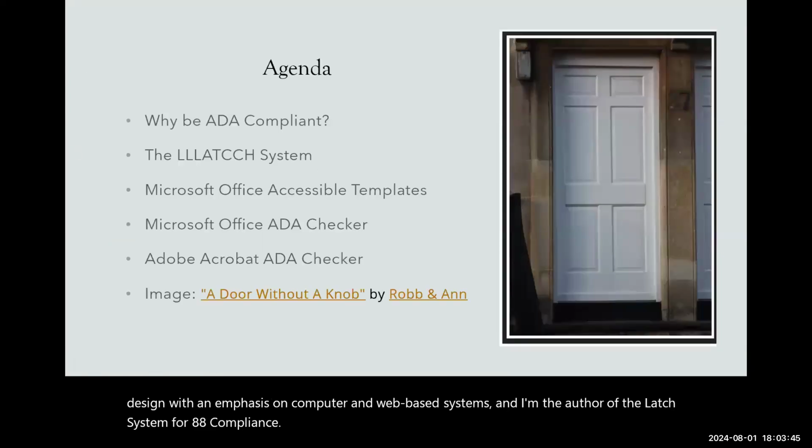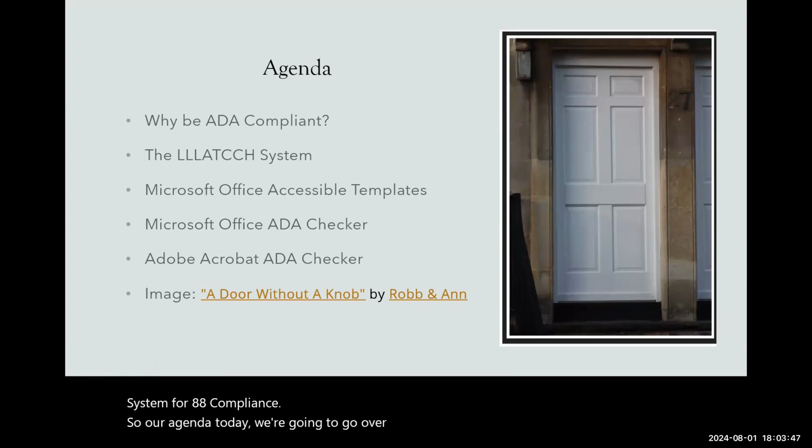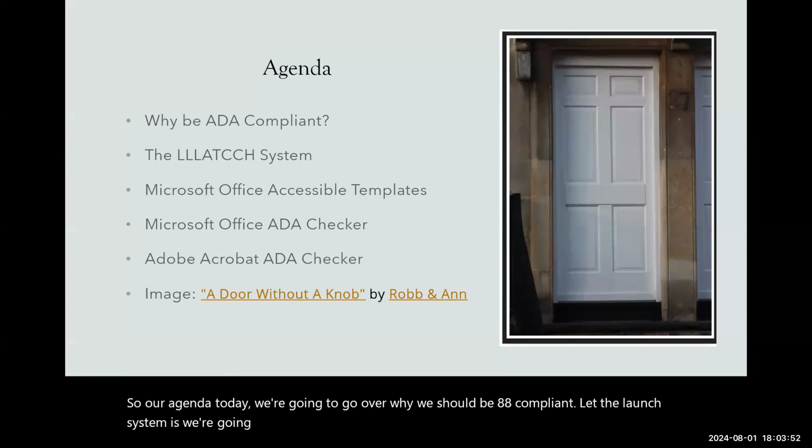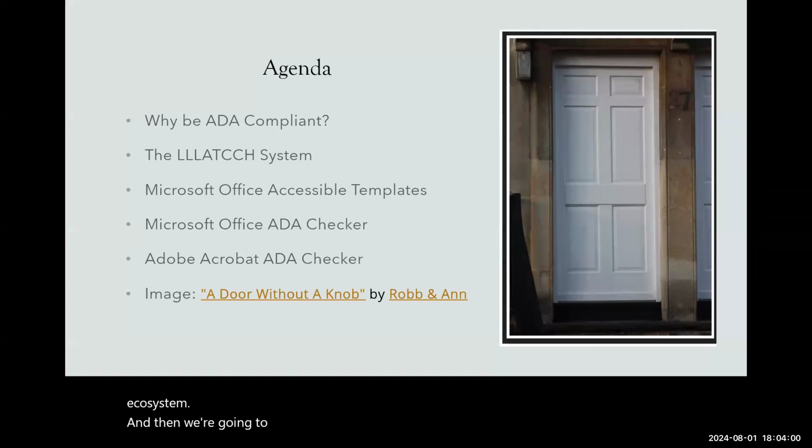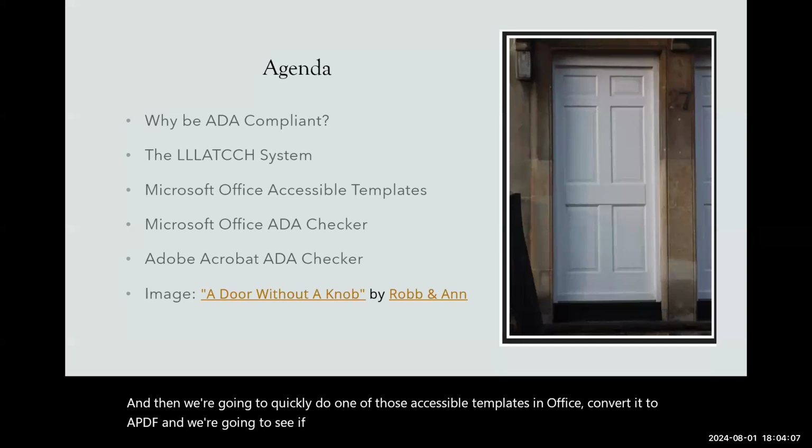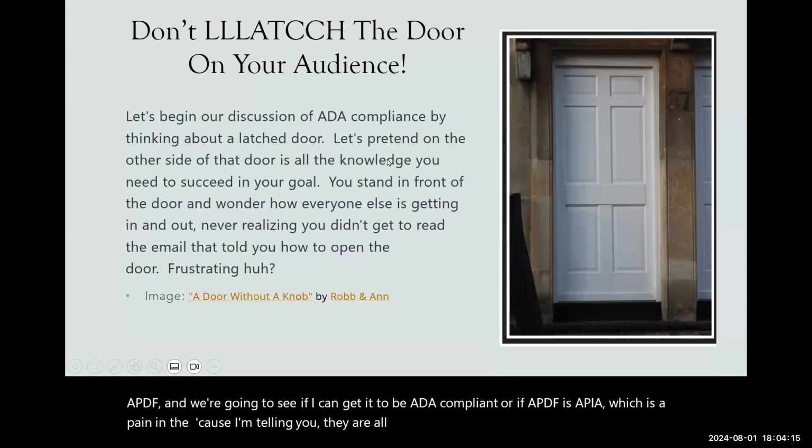So our agenda today, we're going to go over why we should be ADA compliant, what the Latch system is. We're going to quickly look at how to find accessible templates in the Microsoft Office ecosystem. And then we're going to quickly do one of those accessible templates in Office, convert it to a PDF, and we're going to see if I can get it to be ADA compliant or if a PDF is a PIA, which is a pain in the ass, because I'm telling you they are. All right, so here we go.